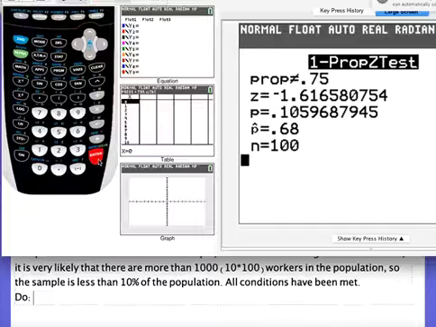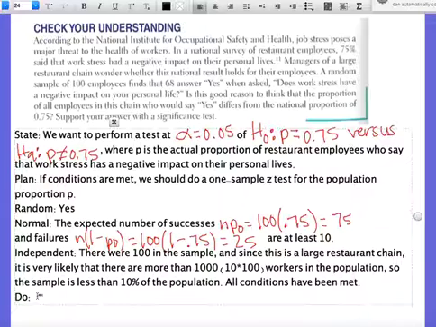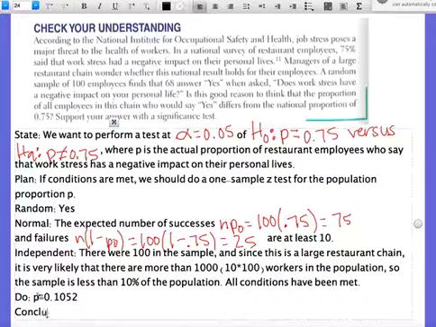So when we do that, we would see that our z is negative 1.62, roughly. And we would see that our p-value is 0.1052. We also see that our p-hat is 0.68. So the important part from that is the p-value. So p is equal to 0.1052. So then we need to conclude.